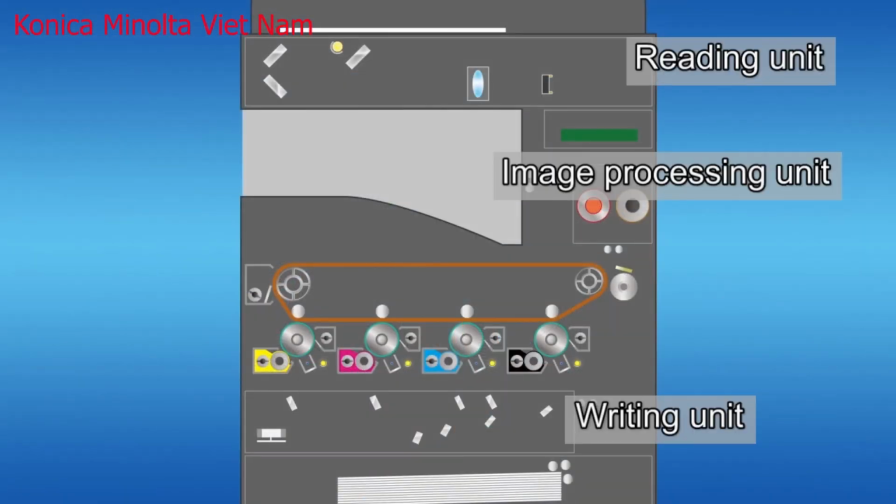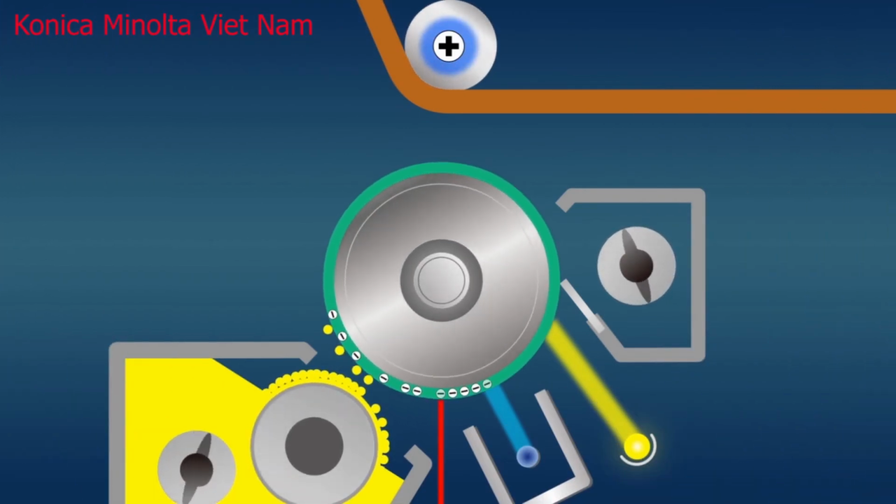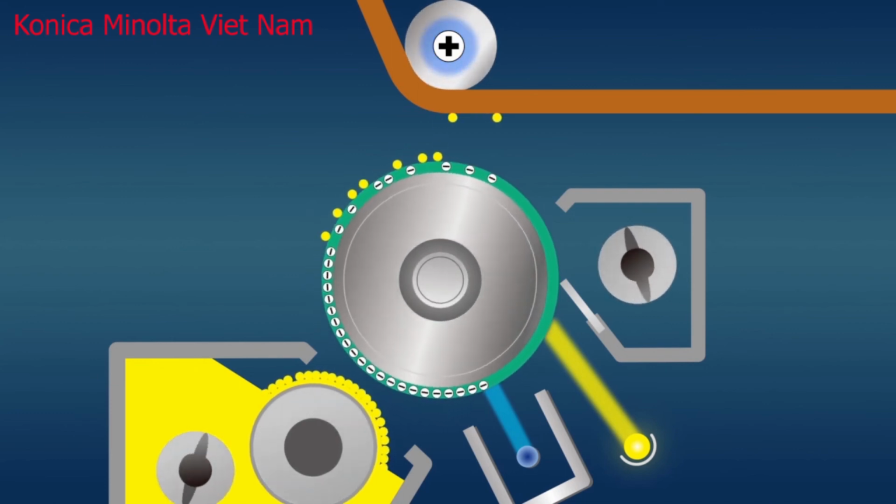When the original is scanned, the original image is divided into four colors. After image processing, the yellow image is the first to be created on the drum surface. The image creation principle is the same as for monochrome. After the yellow image has been created on the drum surface, the yellow toner image is transferred to a belt called the transfer belt.